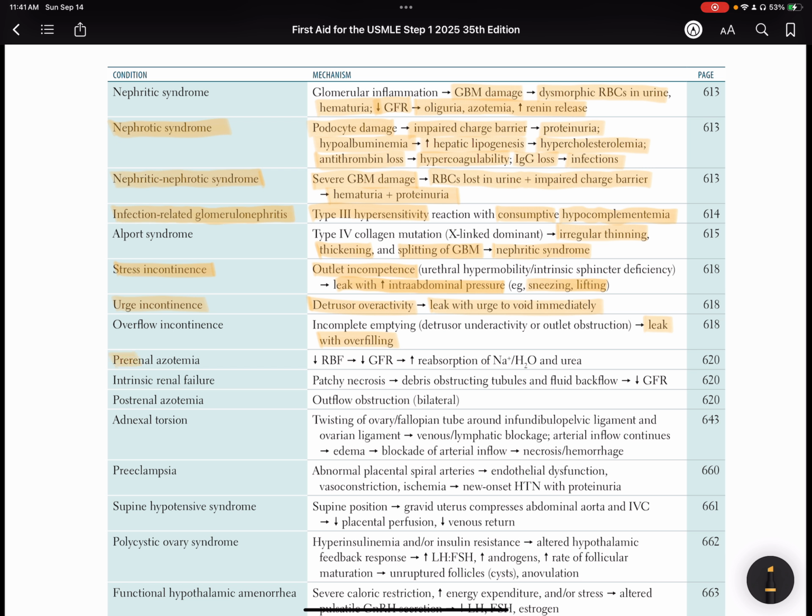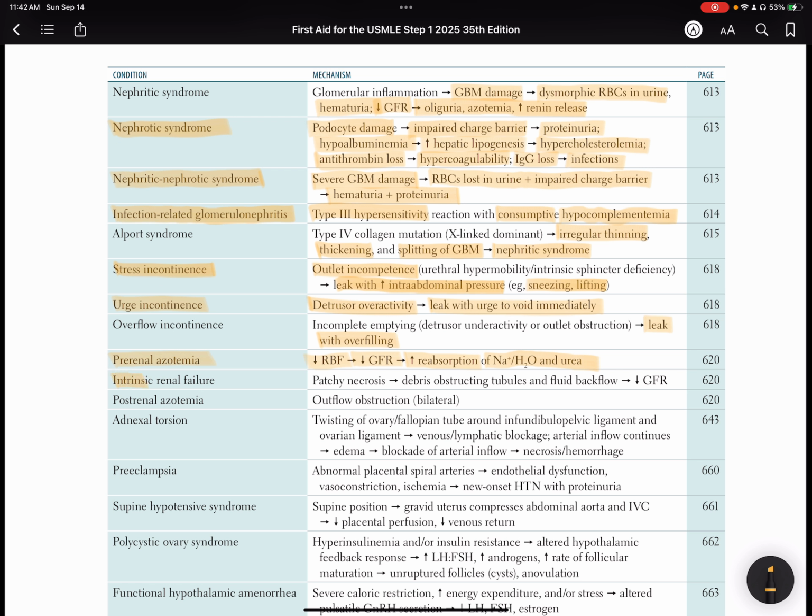Prerenal azotemia. Prerenal azotemia is decreased renal blood flow leading to decreased GFR and increased reabsorption of sodium and water and urea.